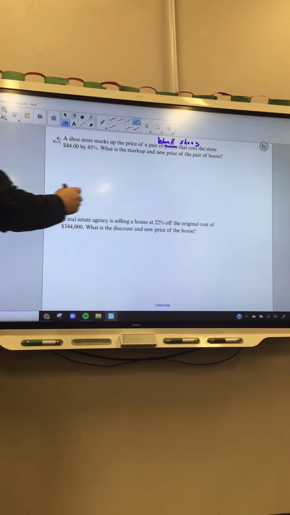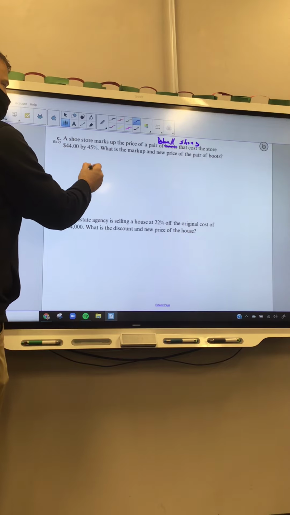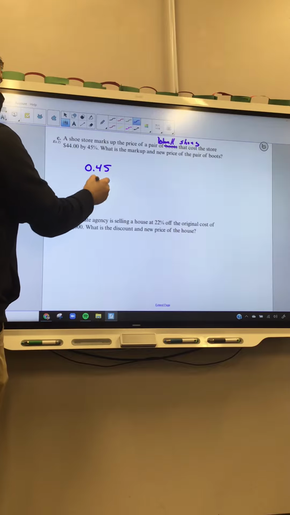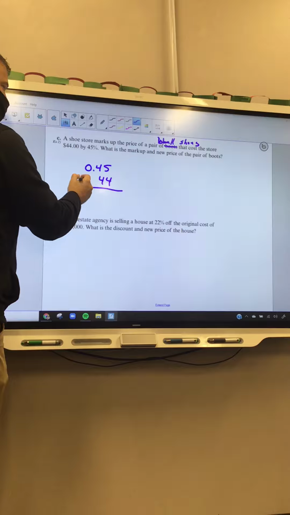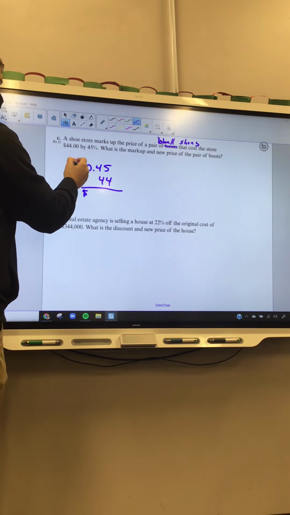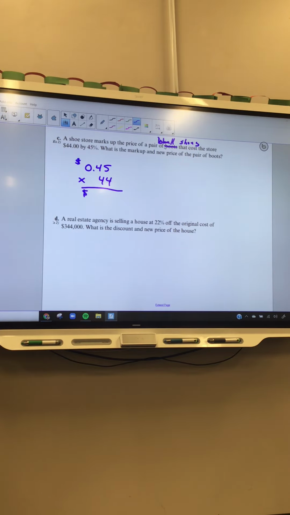So here's how we can do this. We can take that 45% and say we're going to multiply that by the original price, which is 44. And that's going to give us the total increase. That's not going to give us the total amount, but that's going to give us the amount of increase. Does that make sense? Go ahead and do that in your calculator.